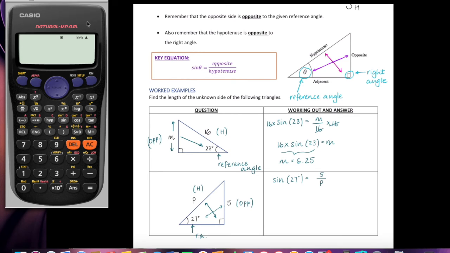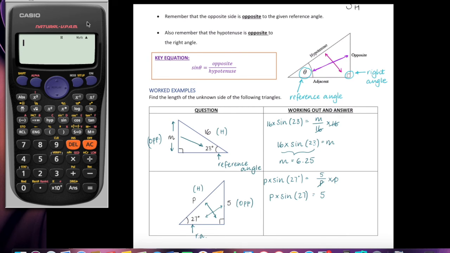Now, if you are using a graphics calculator or a CAS calculator, you are able to use solve as a function, but like I said, for the purpose of this exercise, we are using the scientific calculator, so we do need to prepare our working out just a little bit more in order for us to use the calculator. So if I move P to the left-hand side, I'm going to multiply both sides by P. So I've got P times sine of 27 degrees is equal to 5.